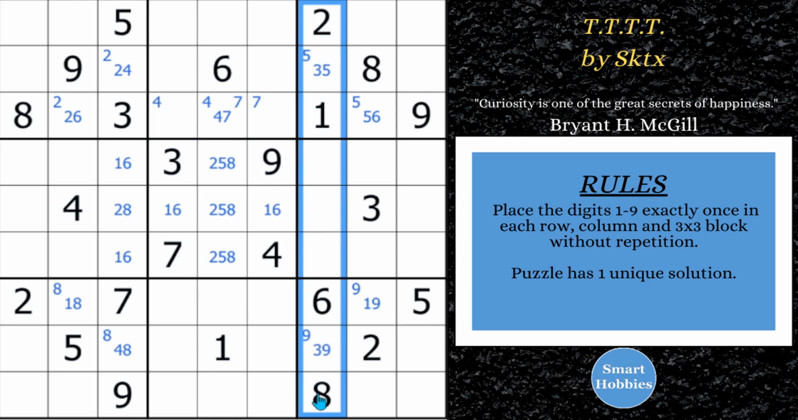Where can a 4 go in column 7? Well, it can't be here or here, and it can't be here because of this 4, and it can't be here because of this 4. So we can solve this cell for a 4 because it's a hidden single. It's the only place where a 4 can be in that column.